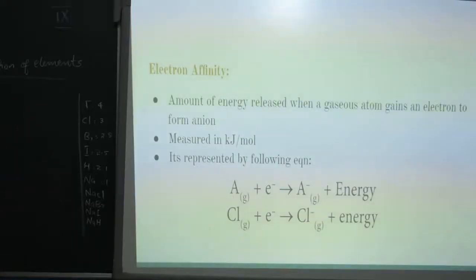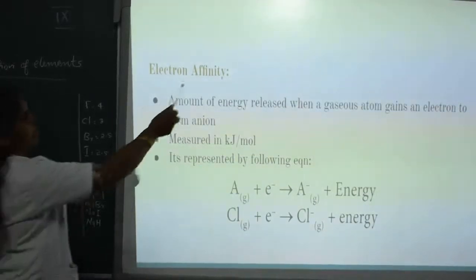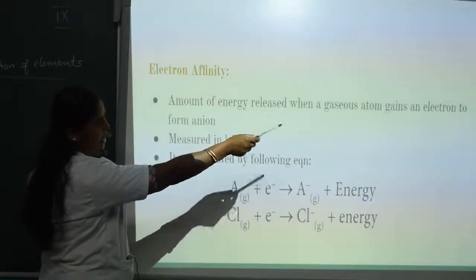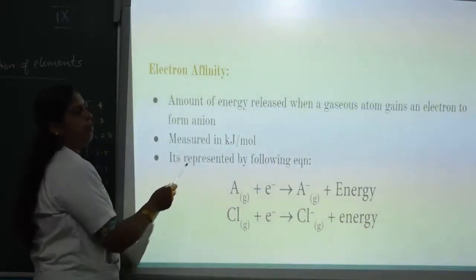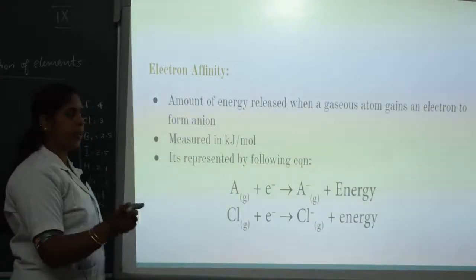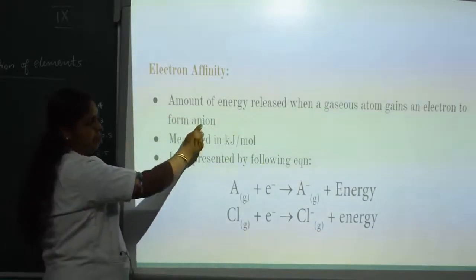Next, see the next periodic property, that is electron affinity. What does electron affinity mean? It is the amount of energy released when a gaseous atom gains an electron to form an anion. We have studied that electron loss means it forms a cation, and electron gain means it forms an anion.